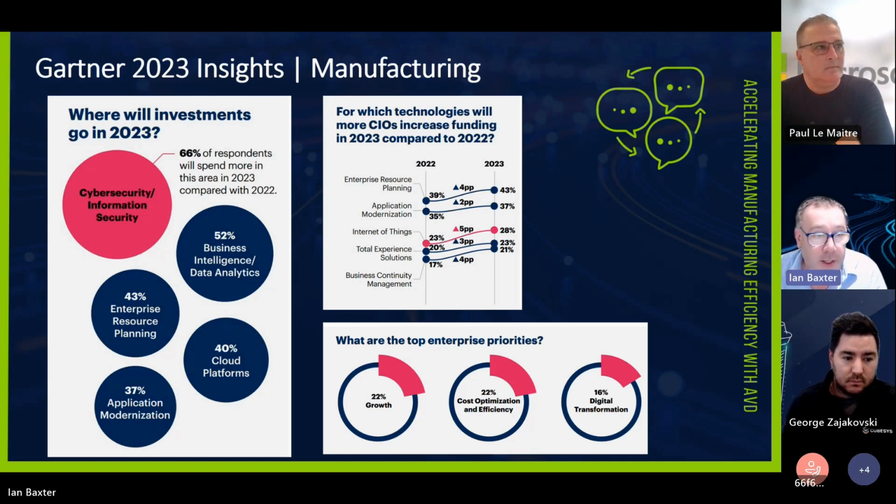Cybersecurity is the highest percentage of where spend is going. That is not unlike the rest of the organizations and industries. It's something we're all dealing with on a daily basis, the increased threat and the complexity of cybersecurity attacks. But the key thing I took out of this, the top priorities for manufacturing for the next 12 months, is growth, cost optimization, efficiency, and digital transformation, which are three things that AVD absolutely shines at.